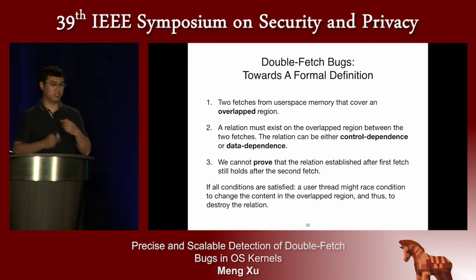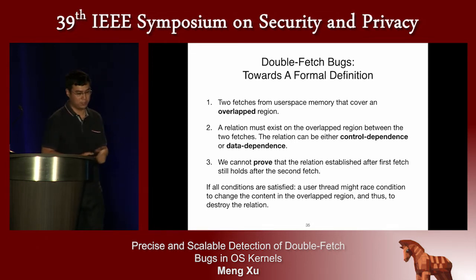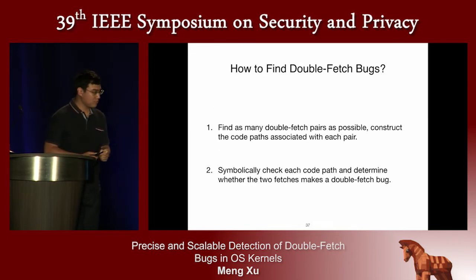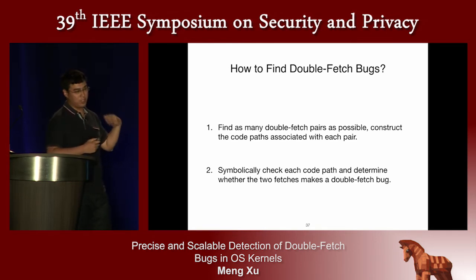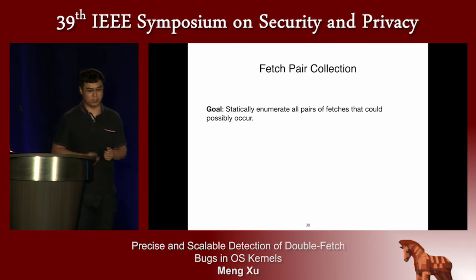So how does this definition guide us in terms of finding those bugs? Basically, we need to find two things. First, find as many double fetch pairs as possible, then construct the code paths associated with each fetch pair, and then symbolically check each of the code paths and decide whether the two fetches actually make a double fetch bug or not.